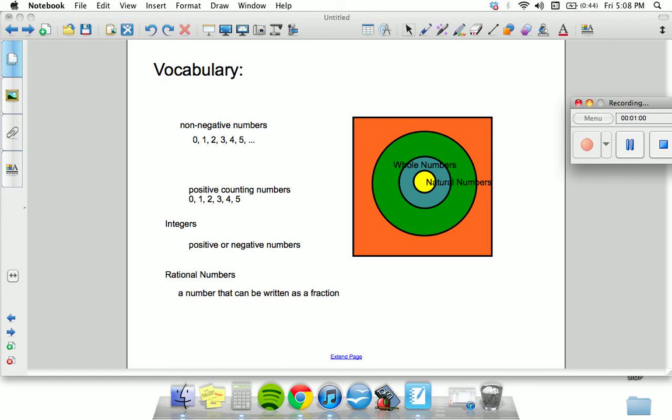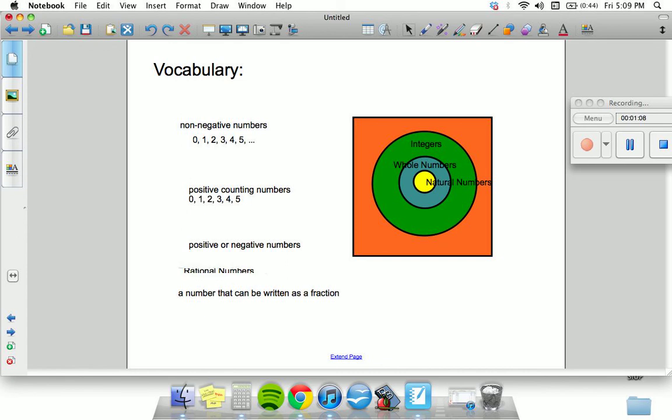Next on the list we have integers, and integers are positive or negative numbers, so it's a little bit more broad. And then our final numbers that we're going to be talking mostly about today are your rational numbers. And rational numbers are any types of numbers that can be written as a fraction.